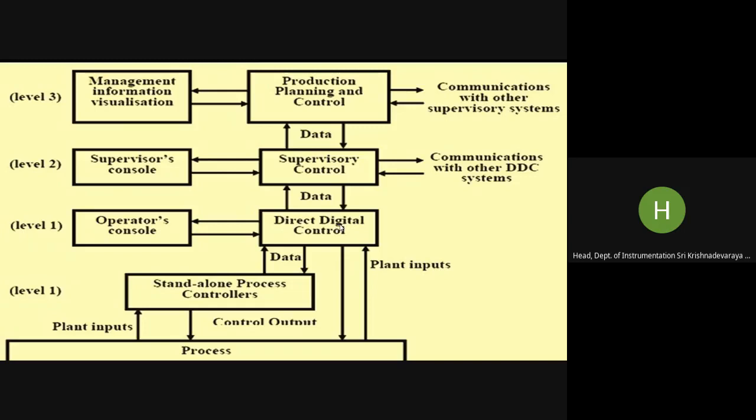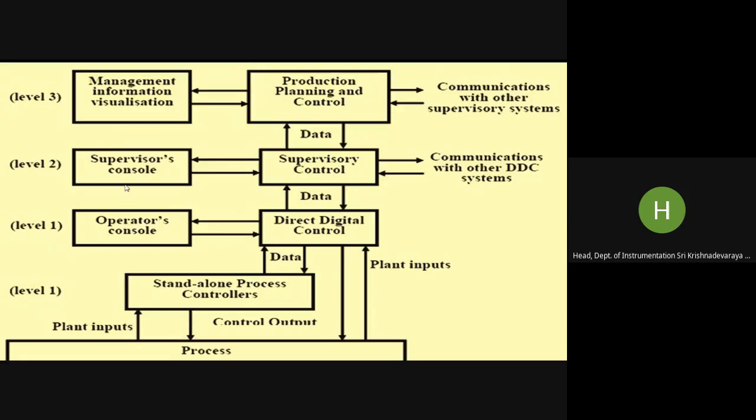Now, this direct digital controller is always connected to the operator's console. Console in the sense it is just a display system or monitor, where you have the display of everything that is happening in the process, up to these standalone process controllers and direct digital controllers. It is displayed clearly in the operator's console. That's exactly what happens up to this stage.